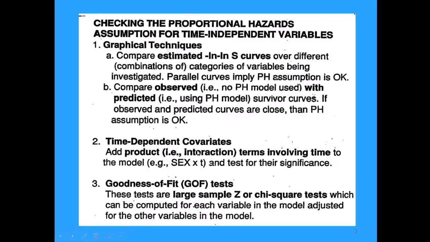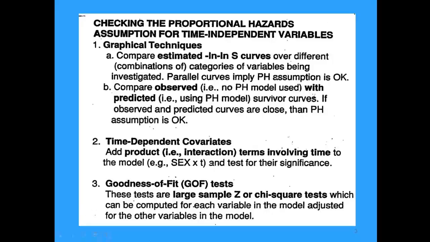The time-dependent covariate approach says, put a product term in the model and then test for it. That's what the second one says. I've already said enough about it. The third one is a goodness of fit test approach. It's called goodness of fit, but it's a different kind of goodness of fit. It's not goodness of fit for the model. It's goodness of fit for the proportional hazard assumption for a certain variable.